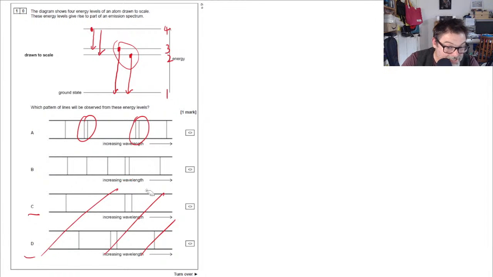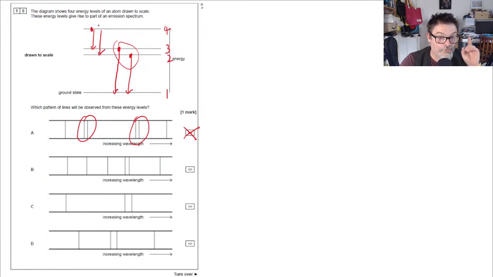So the point is, unfortunately, the answer to this one is A. And it's A because we have two close lines falling from 4 to 3 and 4 to 2, and then two close ones going from 3 to 1 and 2 to 1. So that's how we can identify it's A.